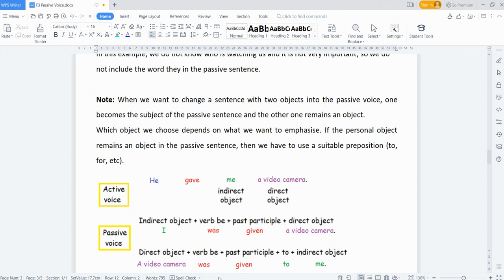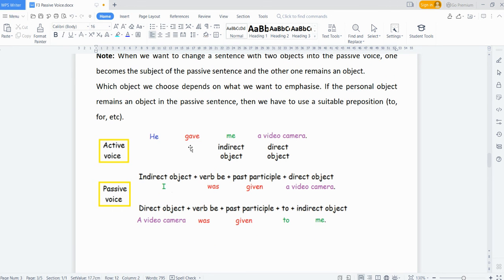If the personal object remains an object in the passive sentence, then we have to use a suitable preposition, to, for, and etc. Given example here. The active sentence is, he gave me a video camera. Dia beri saya sebuah video camera. So orang tu is indirect object, benda tu is direct object. Bila nak tukar jadi passive, let's say kita nak jadikan indirect object tu kat depan.